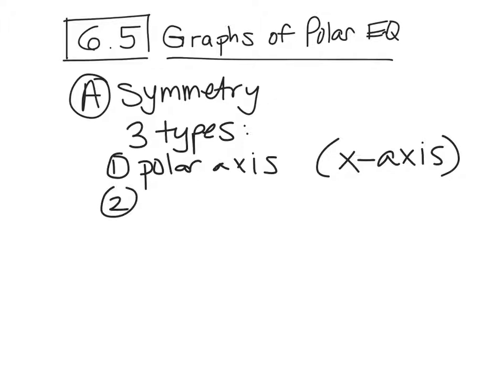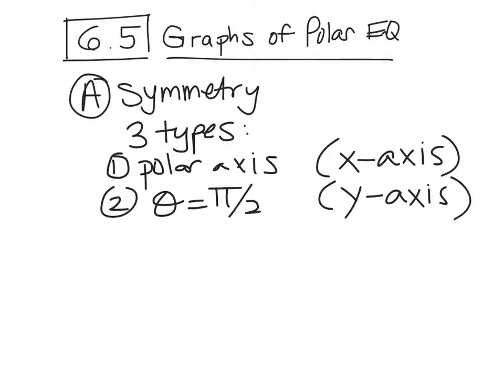All right, type number 2 is going to be over theta equals pi over 2. Think about the angle theta equals pi over 2. Think about the line that makes. What is that? Yes, it's the y-axis. So it's the y-axis is what you're used to. In polar, we call it theta equals pi over 2.